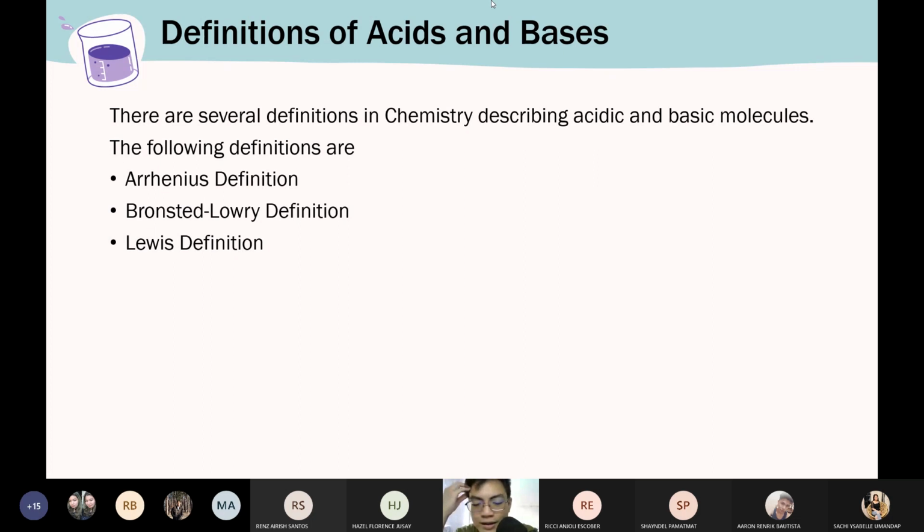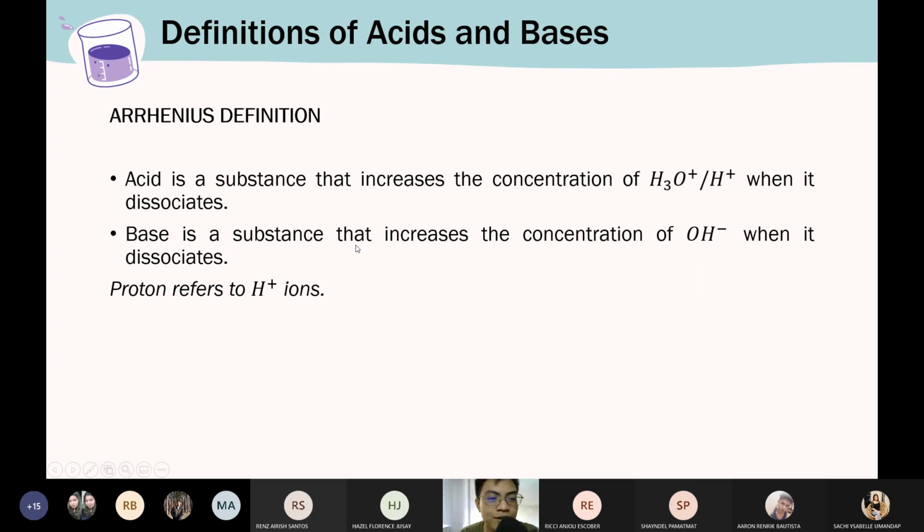Okay? So Arrhenius definition, you are familiar with this one because we discussed this last semester. For Arrhenius, an acid is a compound that releases hydronium ions when it dissociates. While for bases, it produces hydroxides when it dissociates. Ganun lang kasimple yung idea ni Arrhenius. Kapag acid, your cation is H+. Kapag base, your anion is OH. And those H plus and OH are released when they are dissociated.